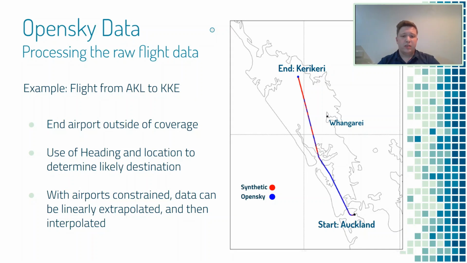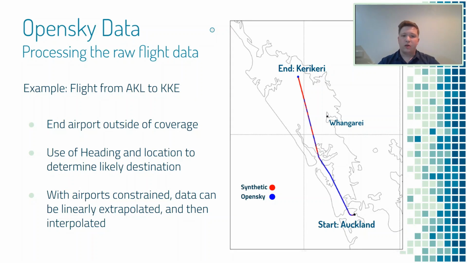Now in blue we see the raw OpenSky data, in red we see the synthetic data that we had to interpolate and extrapolate. What you might notice is that the end airport Kerikeri is actually red when we get there. It's outside the coverage of OpenSky, and so it's a little tricky to determine an airport when it's outside of the coverage. But like I said, using heading and locations and a little bit of luck, we managed to figure out the airports that they came from and headed to. And once we've got that, we can fill in all of the data for the simulation.